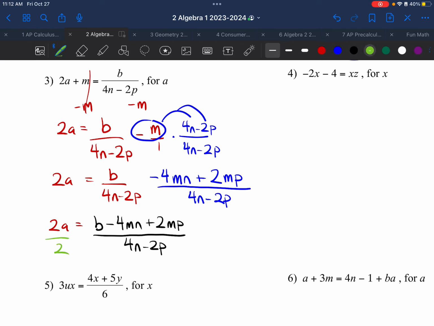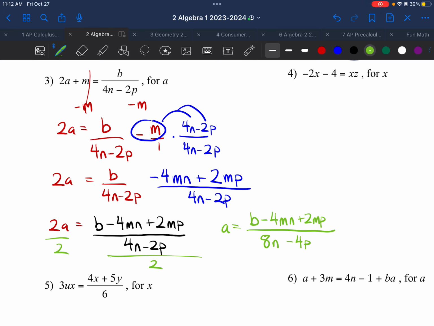So if I divide by 2 and divide by 2, then I'm going to get the following equation where a is equal to, and again, I'm going to use that same trick where if I'm putting a 2 on the bottom, it's really just putting this 2 on the bottom down here. And you do have to distribute, be careful. So I'm going to distribute the 2 into both the 4n and the 2p. The top is going to stay the same. This top is still b minus 4mn plus 2mp. All of this is divided by 2 times 4n is 8n, 2 times negative 2p is negative 4p. And again, that is one of the two answers.